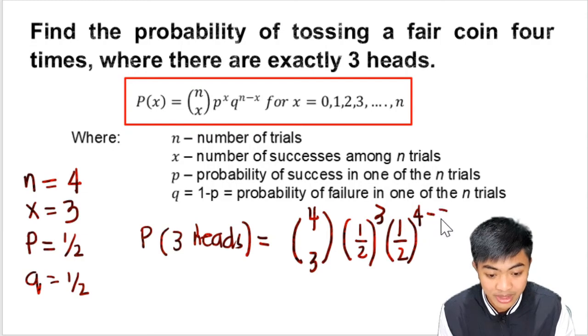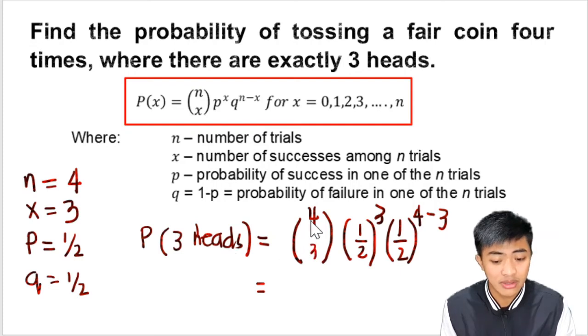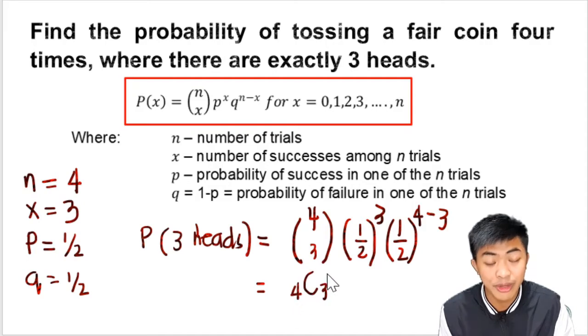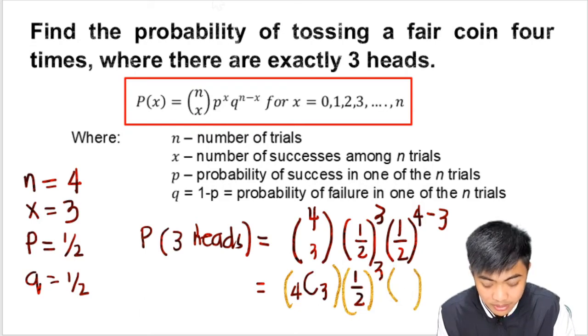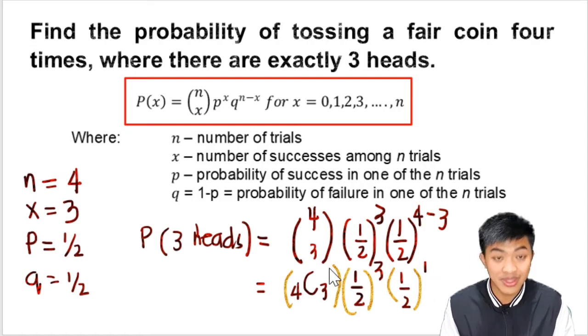So 4 minus 3. So actually, pwede na natin tong idiretso sa calculator. So walang ganitong symbol sa calculator, pero meron yung ganito. 4 taken 3. Okay, so this notation is actually equal to this notation right here. Okay, so that is 4 combination 3 or 4 taken 3. I-simplify muna natin yung mga pwede nating i-simplify. 1/2 raised to 3, and then another 1/2. 4 minus 3 is 1. Okay, so this is how we're going to do it.